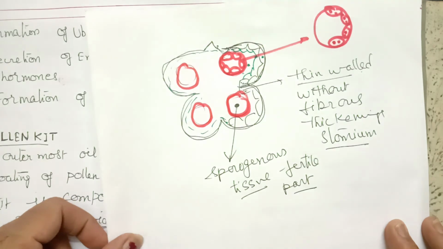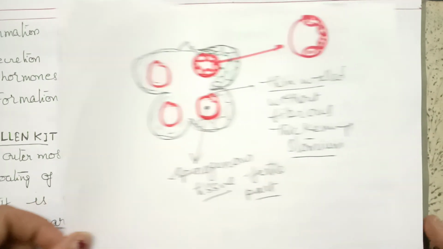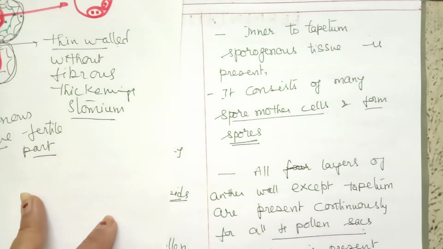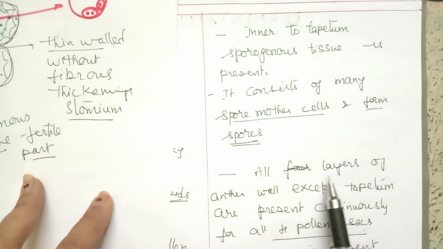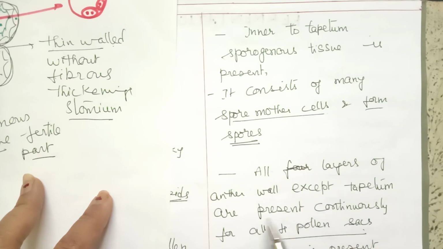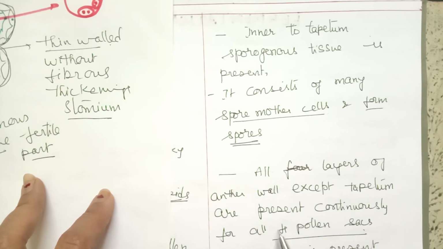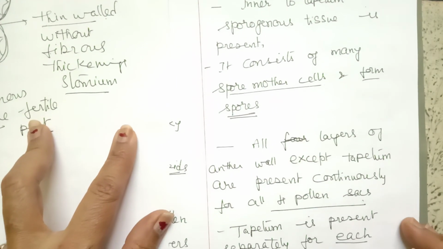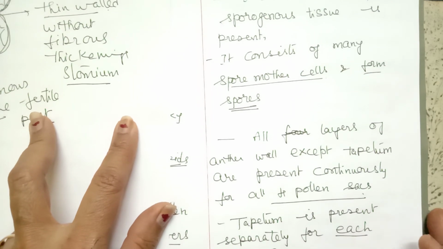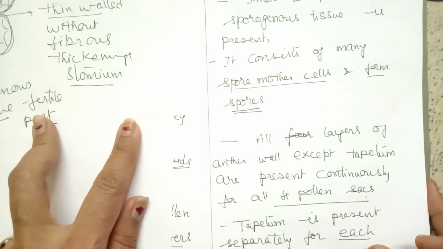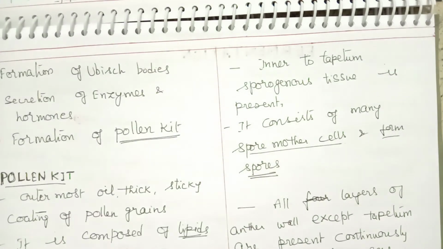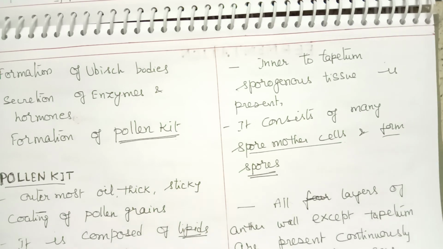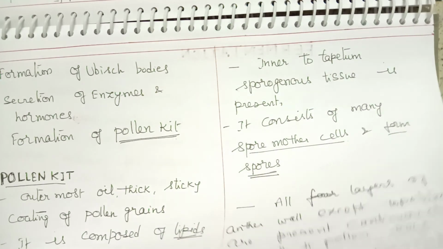So the sporogenous tissue is separately surrounded by the tapetum layer. It consists of spore mother cells and forms spores. And all the layers of the anther wall except the tapetum are present continuously for all 4 pollen sacs. That's what I have just mentioned. And the tapetum is the only layer which is present separately for each pollen sac. So this is what we have done about the structure of the anther wall.